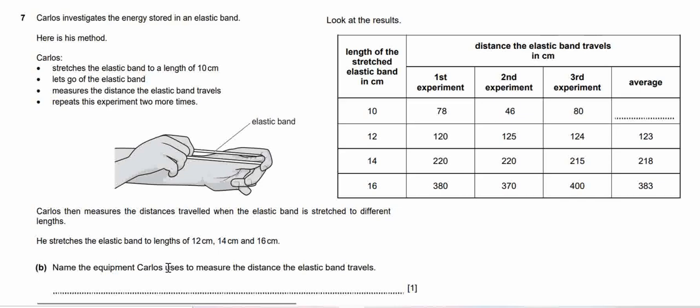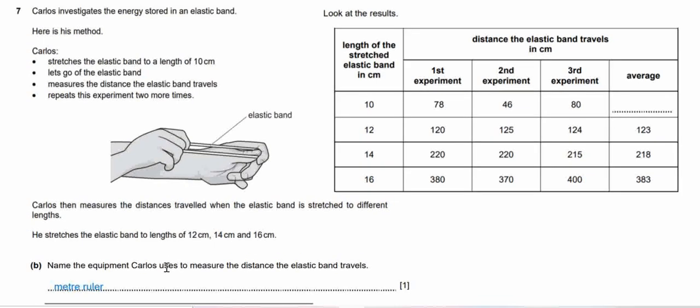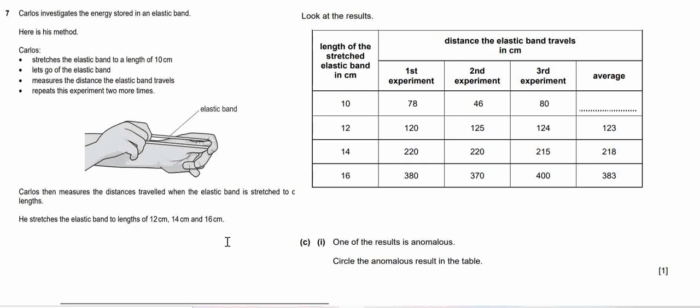Alright, let's open up the answer now. Okay, so it's a meter ruler to measure the distance. Next, we move on to question 7c. Here we go, 7c part 1. The same question about Carlos. C part 1, one of the results is anomalous. Circle the anomalous result in the table here, 10 seconds from now.